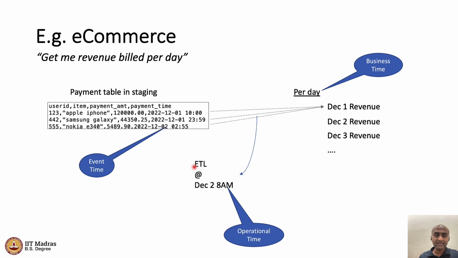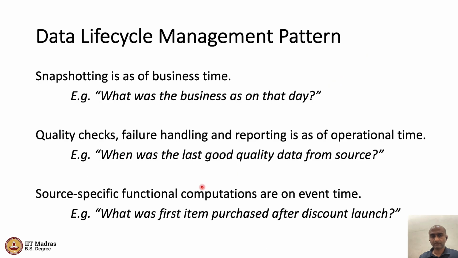Because it's with that E, the timestamp associated with that E, that allows you to go back to the source and say, look, there was something wrong in your source, there's something wrong in your table. Give me the version of that table as of 8 a.m. on December 2nd. Why 8 a.m. on December 2nd? Because that's the operational time of the extraction. So quality checks, failure handling, operational matters, reporting of what went wrong, data ops, all of that usually operates on the operational time, not on business time, not on the event time.